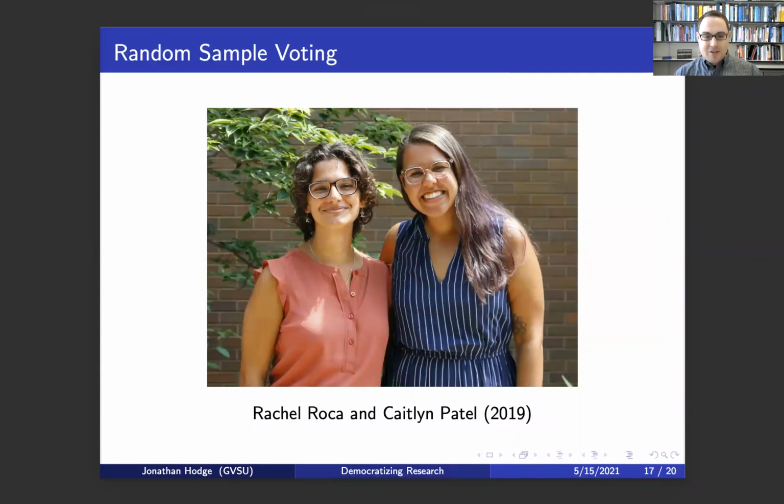And then I'll mention the last 2 students I'll show here, Rachel Roca and Caitlin Patel. Rachel's here at the conference today, and will be talking about random sample voting later on. That was my most recent project, and they were part of the 2019 REU, which is the last project that I did. So I'll let Rachel tell you more about random sample voting later this afternoon.